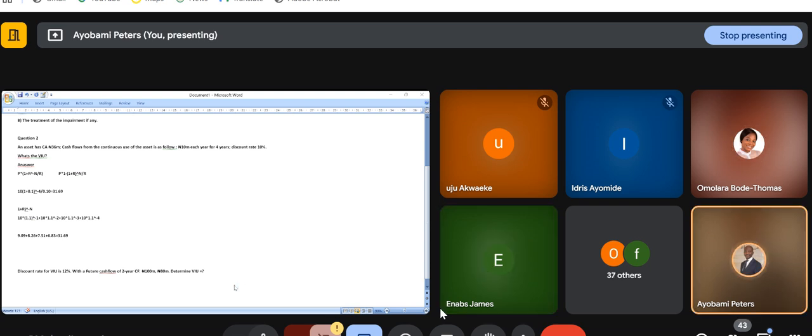Everybody, determine the first year and the second year present value of this cash flow for me. The discount rate is 12%. What will be the present value of the future cash flow of the asset? Please, you have just 2 minutes. And once you are ready, just raise your hand.